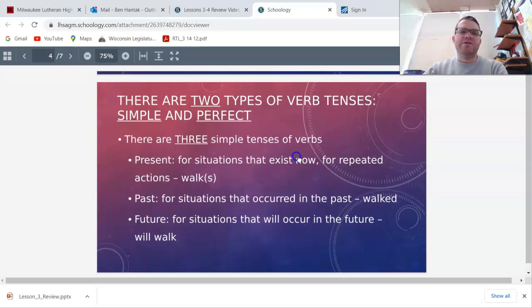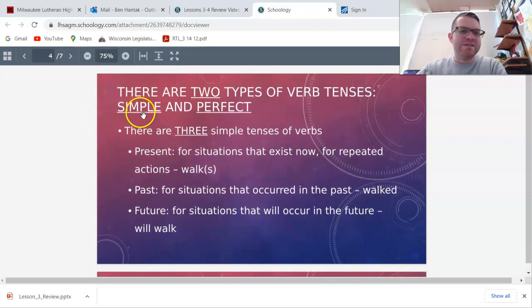We've also covered the two types of verb tenses. There are the simple tenses, that's just past, present, future, and then the perfect tenses, which are a little more complex. Present would just be for situations that exist now. So I could say something like, I walk to school every day. That's present tense. Past tense, I walked to school every day, places it at an earlier time.